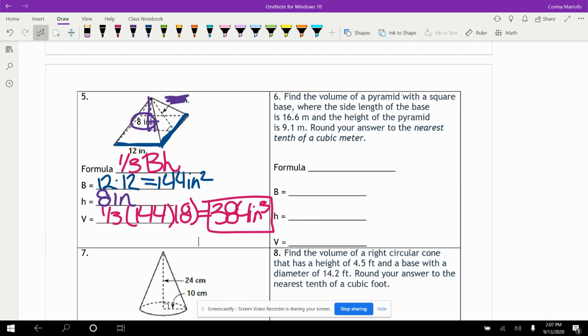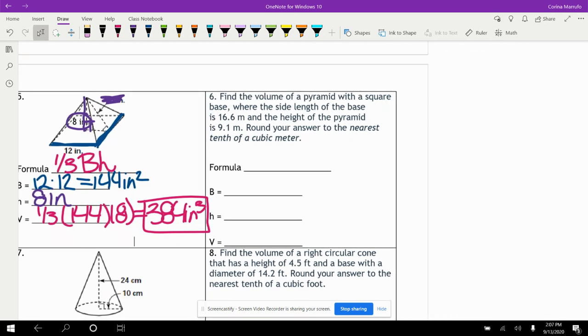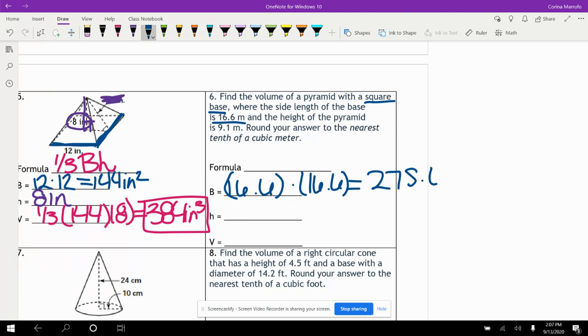Okay, the next one says, find the volume of a pyramid with a square base where the side length of the base is 16.6 meters. So they tell us it's a square base and it's 16.6 meters. For big B, we're going to do 16.6 times 16.6. That is going to give us 275.6 meters squared. Then it tells you the height of the pyramid is 9.1, so instead of h, we're going to put 9.1. I forgot to write the formula. So volume equals 1/3 big B times little h.